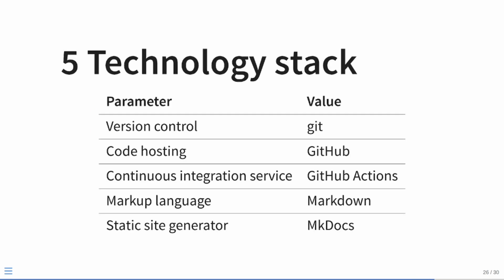With that, let's go through the technology stack. So we use Git for version control, GitHub for code hosting, GitHub Actions for the continuous integration service. We use Markdown as a markup language, and we use mkdocs as a static site generator. These are quite standard things we are using here.